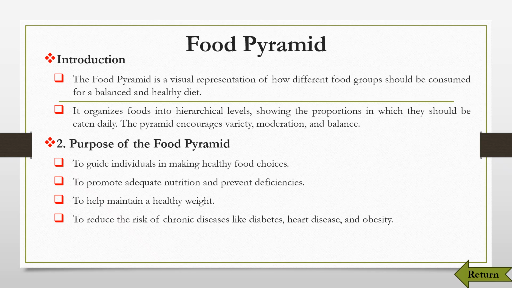Food Pyramid Introduction. The food pyramid is a simple guide for healthy eating. It shows which foods to eat more and which to eat less. The goal is balance, moderation, and variety. Think of it like a roadmap. It helps prevent deficiencies, keeps weight under control, and lowers the risk of lifestyle diseases.